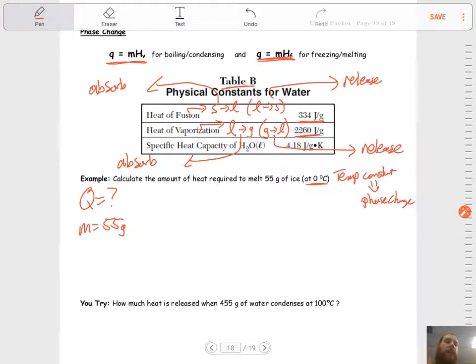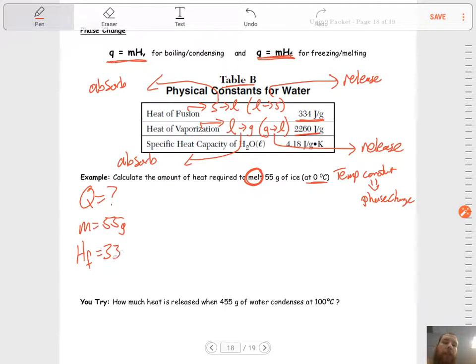You have to figure out what phase change it is. This is the key word you're going to be looking for. Things like melt or freeze or condensing or vaporizing or boiling. Those are your key words that are going to tell you, hey, am I using Q equals MC delta T, or hey, am I using Q equals MH something, whether it's HV or HF. In this case, melt means solid to liquid, so I'm going to be using HF. And notice 0 degrees Celsius, that's my melting point for water. So I look up HF, 334 joules per gram.